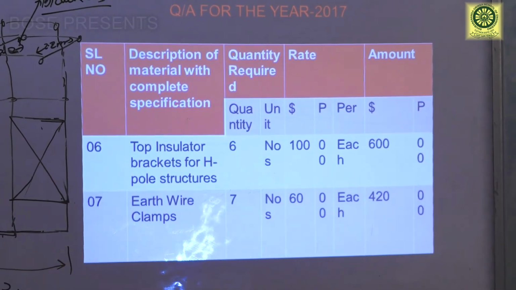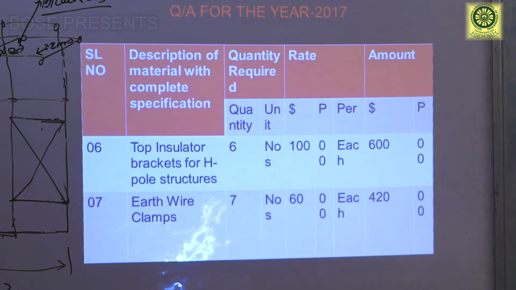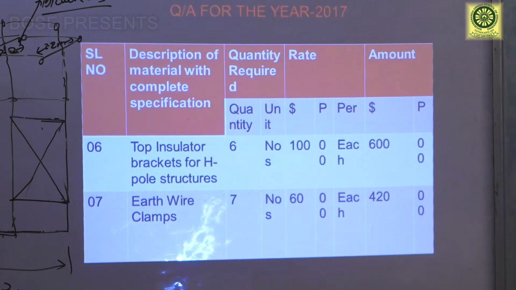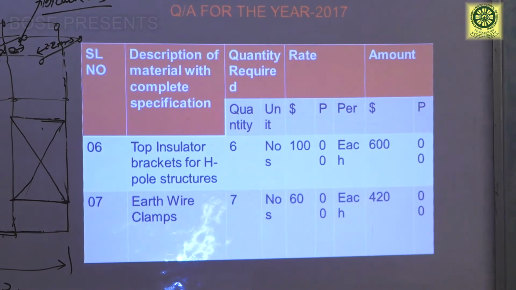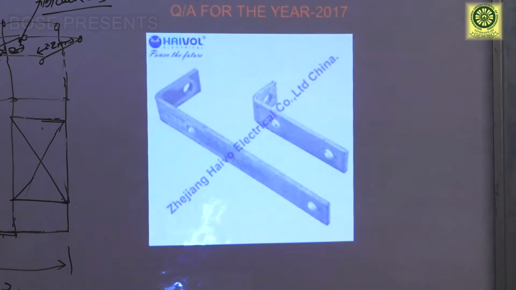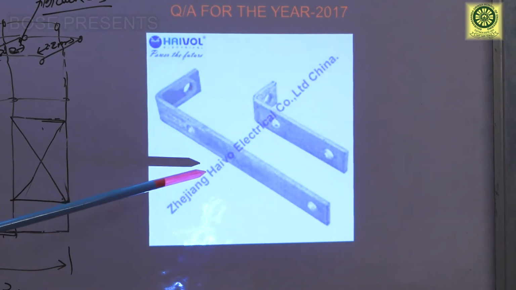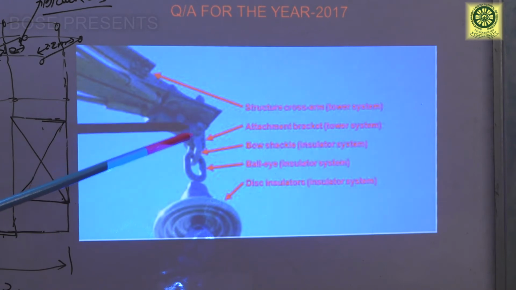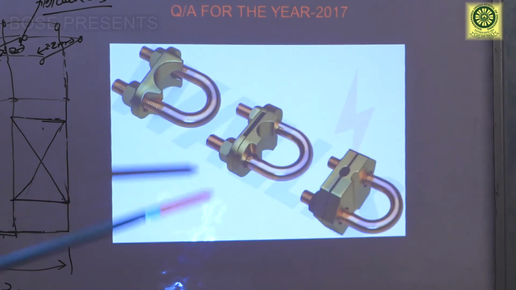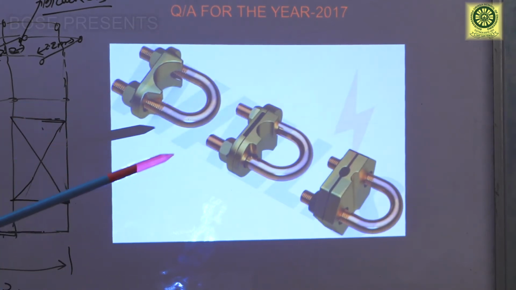Arc wire clamps, 7 required. This is the arc wire clamp. These are known as arc wire clamps, used to support or fix the arc wire. This is the actual construction of the bracket, and these are the arc wire clamps.